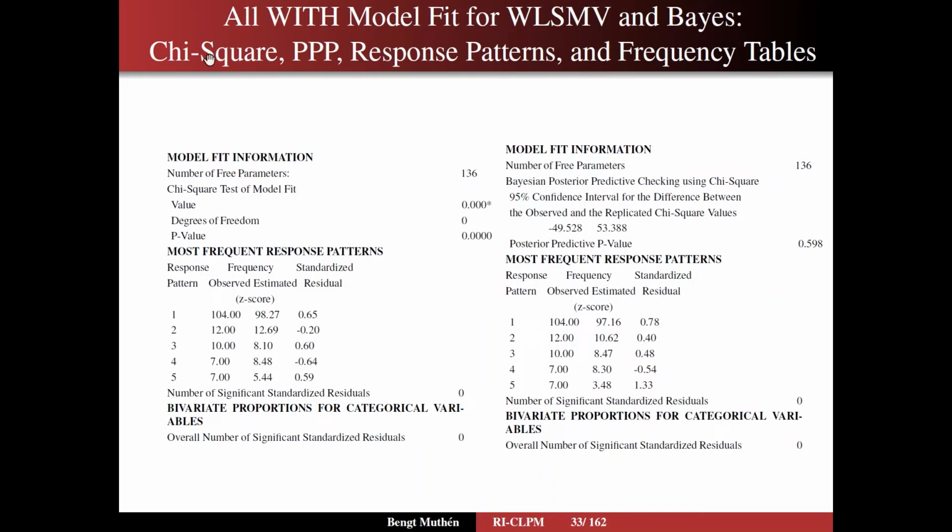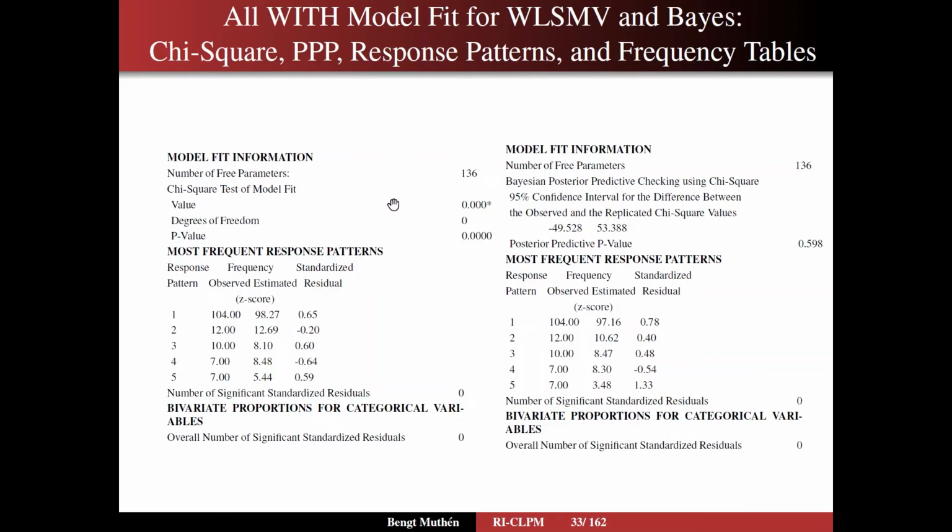So then on slide 33, we look at what kind of fit information we get here, WSMV on the left and Bayes on the right. So we have 136 parameters here in terms of the proportions and correlations for these 8 variables. 8 plus 8, 16 variables, I should say.